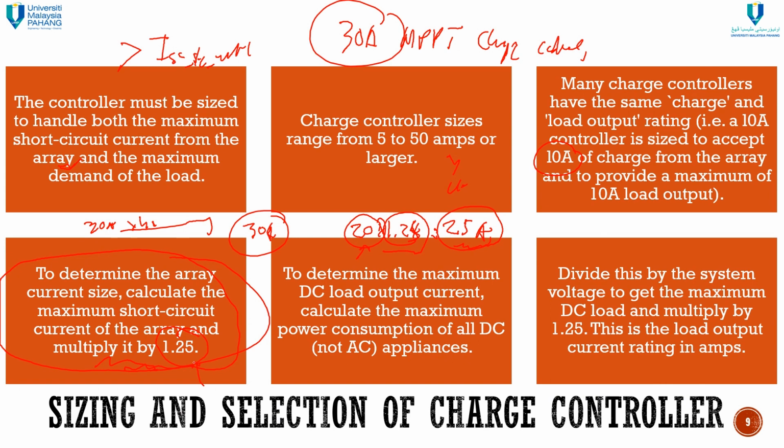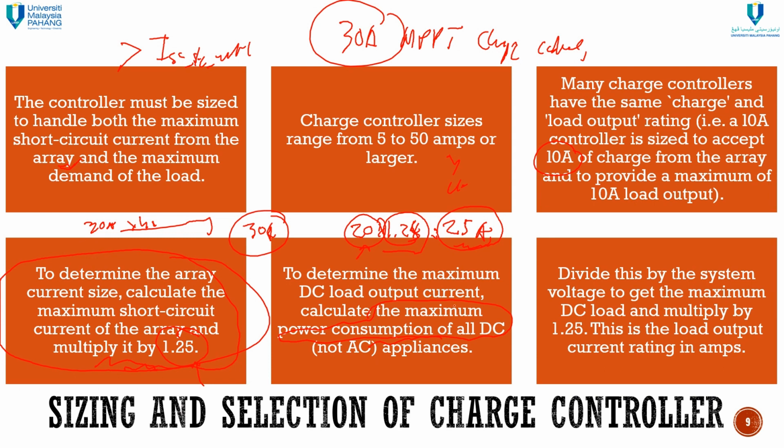That's the safer side. Okay, to determine the maximum DC load output current, calculate the maximum power consumption of all DC, not AC, appliances. Okay, DC load output current. Then divide this by the system voltage to get the maximum DC load current and multiply by 1.25. This is the load output current rating in amps.